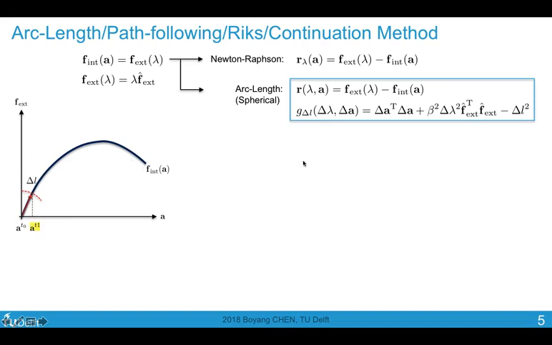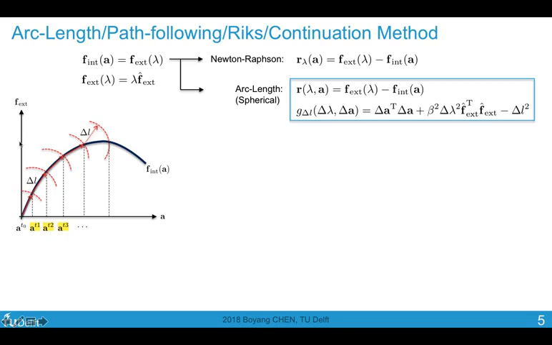This would be our first incremental solution, and from this solution we can draw another circle as our loading. I would call it a loading envelope, and the intersection of this loading envelope with our equilibrium path defines the next equilibrium position. This goes on, and when we reach closer to the limit point, we can still define this loading envelope, which is in the form of a circle, and it still intersects with the equilibrium path.